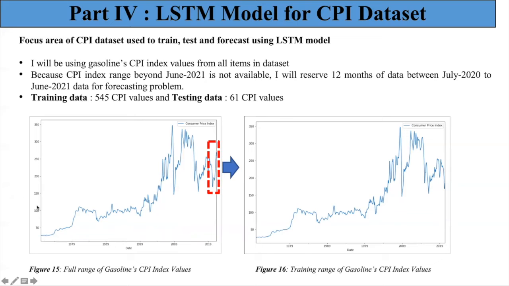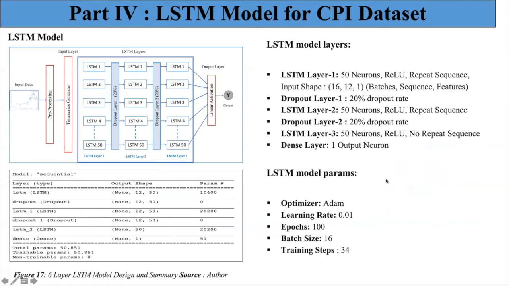And as the total data set was going from 1971 to June 2021, I did not have any real data beyond June 2021. So what I have done is I have reserved the last 12 months of data, from July 2020 to June 2021, as my forecasting data set, and the remaining I kept as the total data set for the LSTM model. So as you can see, this 12 months of data, when it is going up, I have not taken into consideration, and we will see how it will perform.